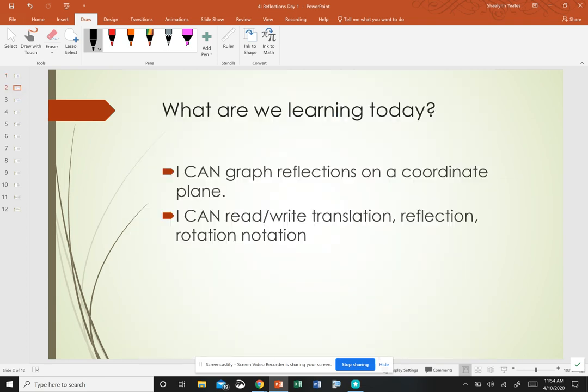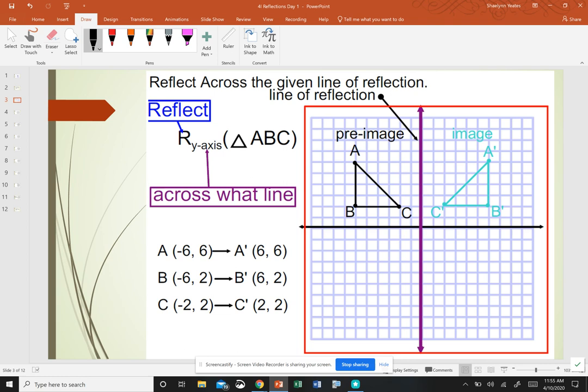All right, so today what we're going to be focusing on is reflections. No longer translations. Reflections are just going to be like looking in a mirror. So here's an example of reflection. The capital R means reflect, and this is telling you what line to reflect across. So in this case, it told us to reflect across the y-axis. So here's our y-axis right here.